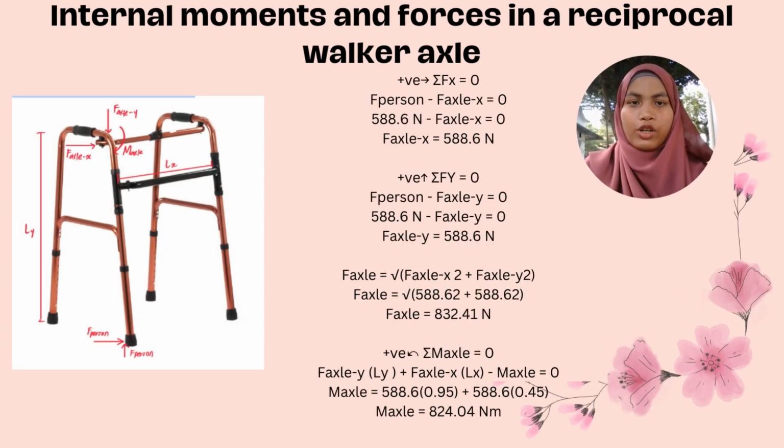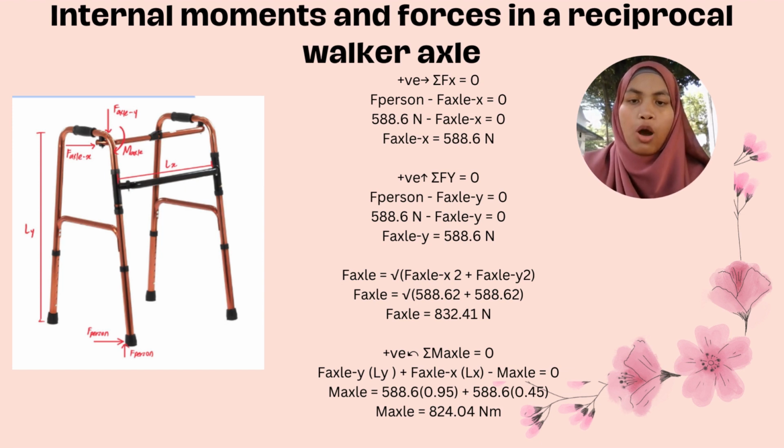Internal moments and forces in a reciprocal walker axle. Firstly, the sum of Fx is equal to 0. From the figure, we can see that F person minus F axle x is equal to 0. F axle x is equal to 588.6 Newton. Then, the sum of Fy is also equal to 0, and F person minus F axle y is equal to 0. F axle y is equal to 588.6 Newton.